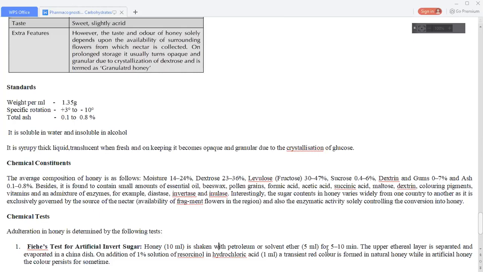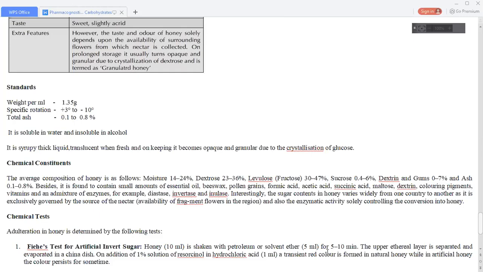Besides, it is found to contain small amounts of essential oil, beeswax, pollen grains, formic acid, acetic acid, succinic acid, maltose, dextrane, coloring pigments, vitamins, and an admixture of enzymes, for example, diastase, invertase, inulase.